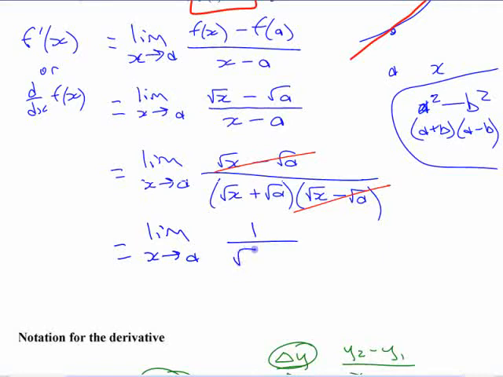And maybe it would help to look back at why we couldn't have just worked out what this limit was right off the bat. Why couldn't we work out what this limit was right off the bat? What would we have on the bottom here?